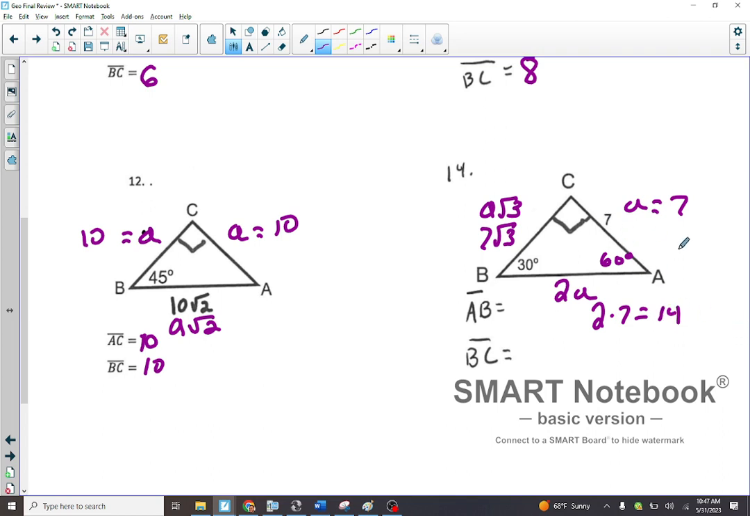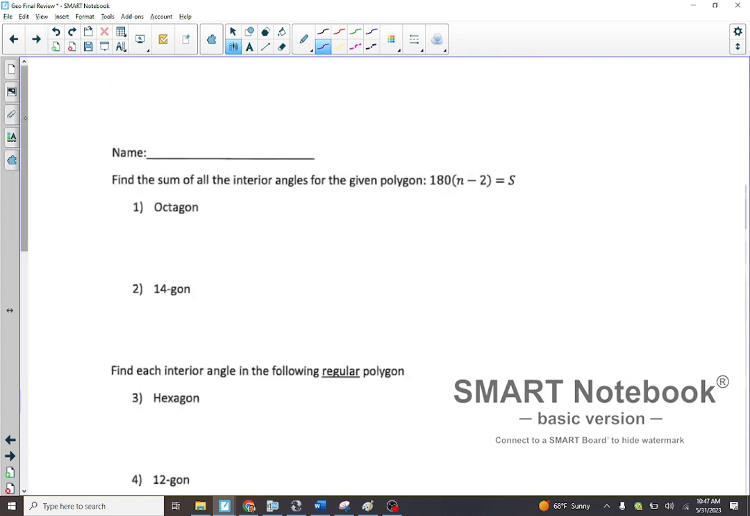It's just 7 right here. So AB, which is the hypotenuse in this case, is 14. And BC, which is across the 60, is 7 root 3. Straightforward. You will definitely get this special triangle formula on the test, so don't sweat that.